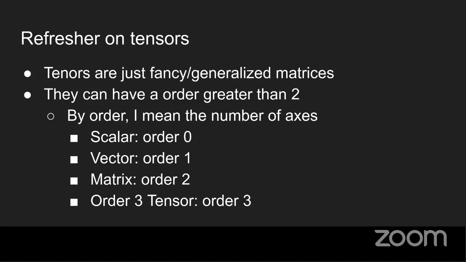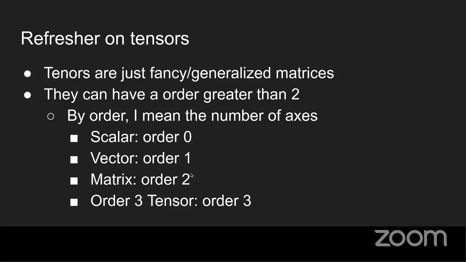So tensors are basically just fancy, generalized matrices. And by generalized, what I mean is, a matrix you can store in a 2D grid of numbers. With tensors, instead of being a 2D grid of numbers, it can be an arbitrary order D set of numbers. So for example, scalars are tensors that are order 0, which means they just have a single number and there's no dimension to it.